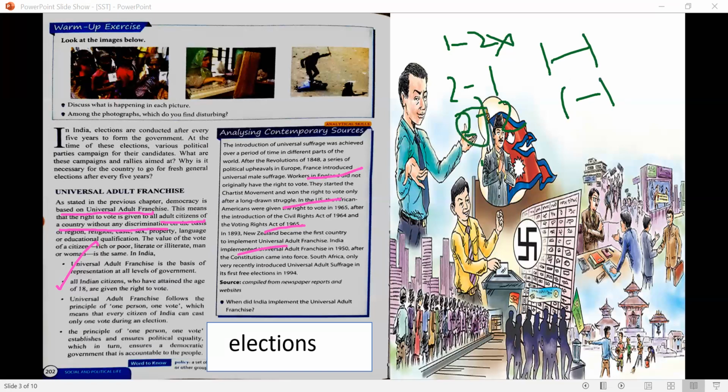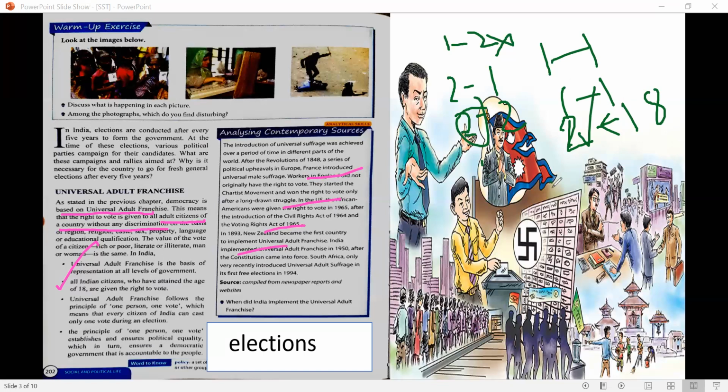For example, if there are two citizens in your family that are above the age of 18, what will they do? They will go to vote.